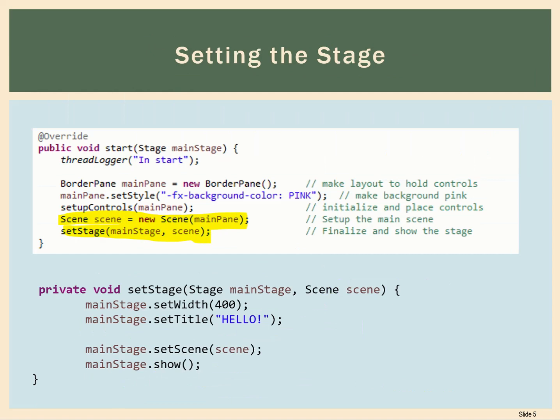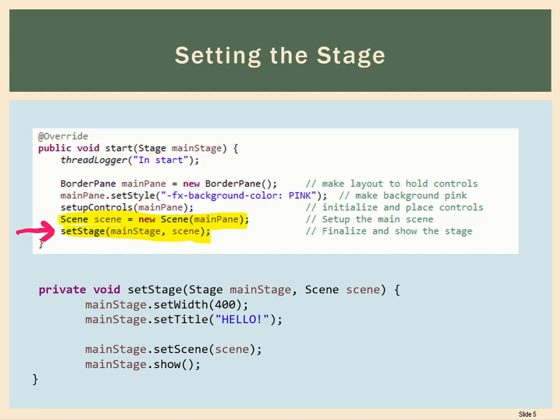So what I've done so far is I've been working with my border pane, but I had to make a scene, and the scene is going to be added to my stage. So in this line right here, we create our scene, and we send it the main pane. So the scene is going to be created, and the content of that scene is going to be our border layout that has all of our controls in it.